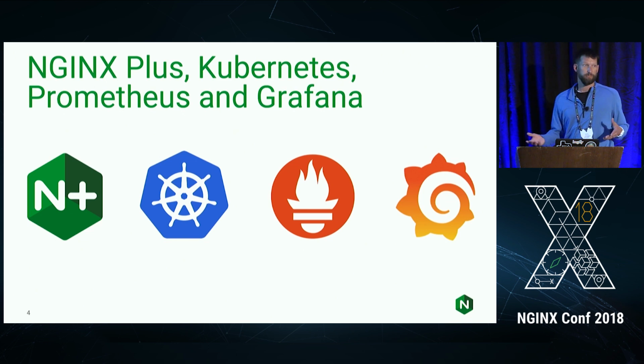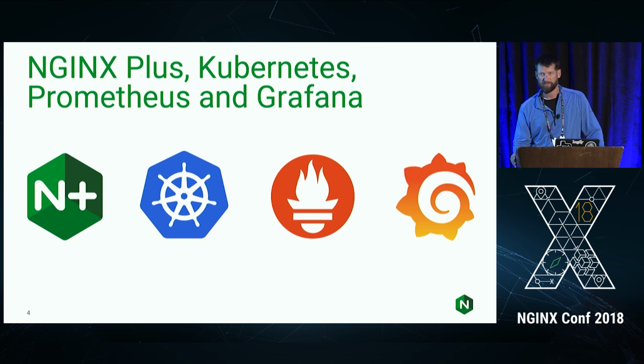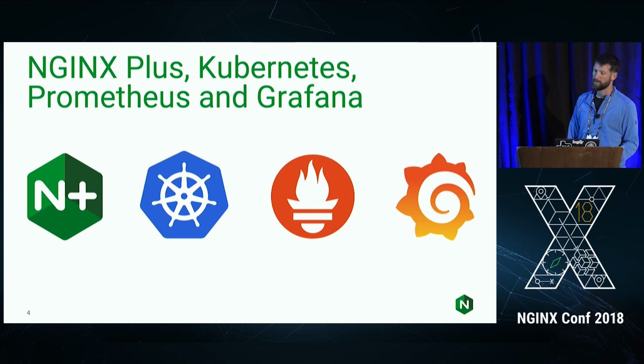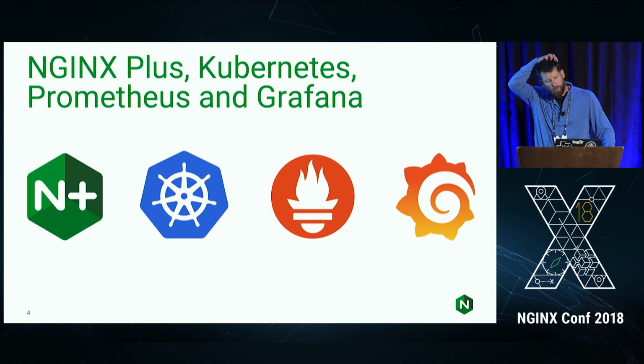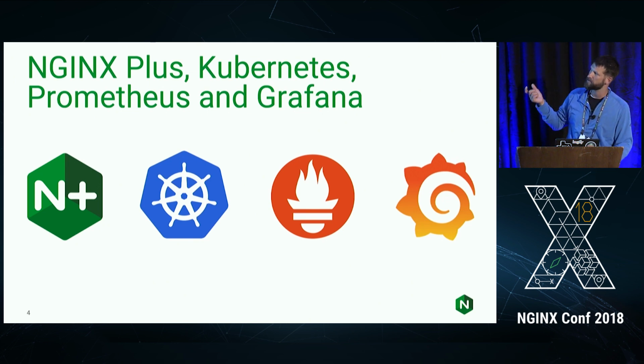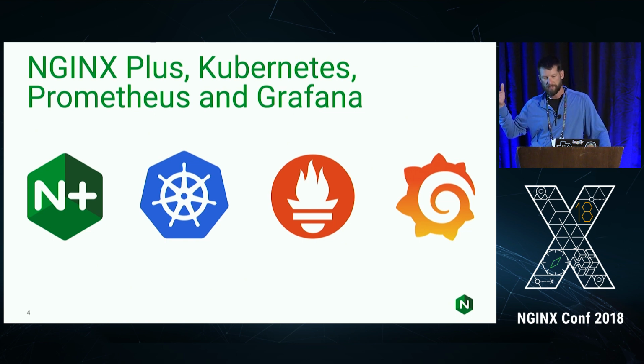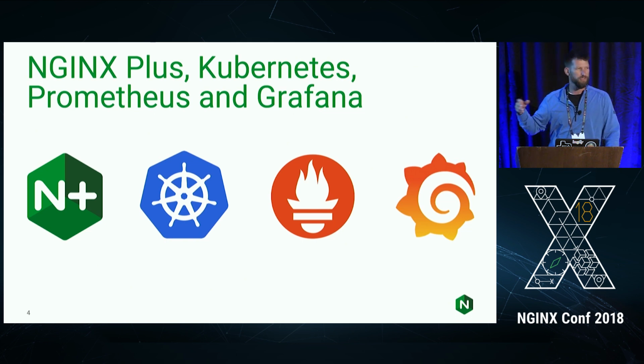So I assume most of you guys were here for the last session. I think I saw a lot of hands up for who uses it and who doesn't. But we're going to use a little bit of each of these products: NGINX Plus, obviously, Kubernetes, Prometheus, and Grafana.